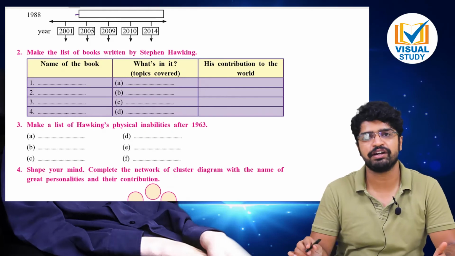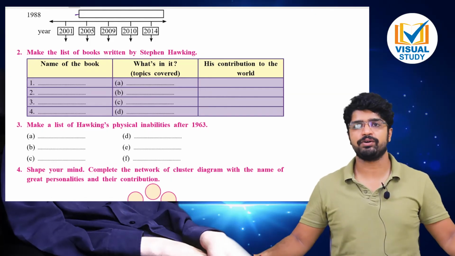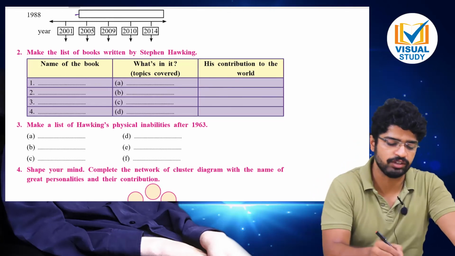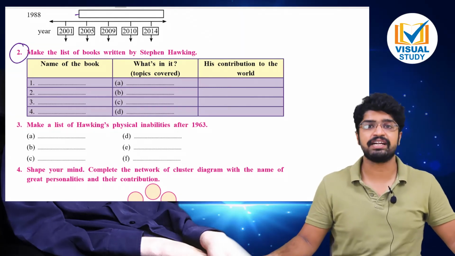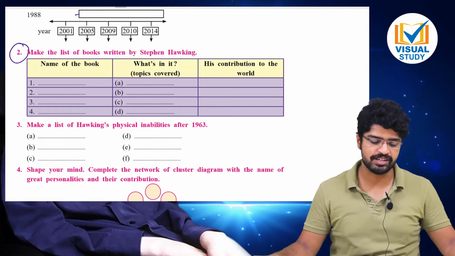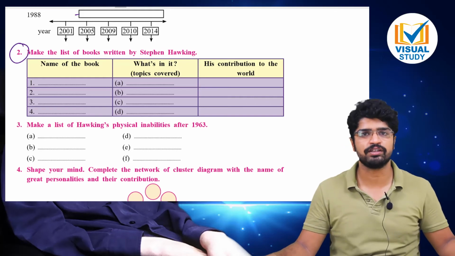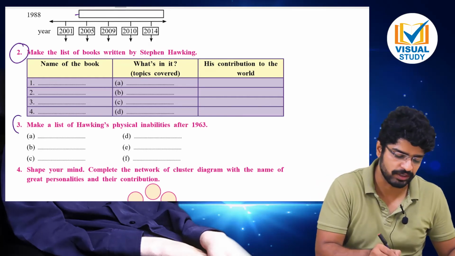First, the theory of time and space. Next one is the greater inceptions, so you can write down the names of the books as well which he has written. Make a list of Hawking's physical inabilities after 1963. What does physical inabilities mean? What happened to Hawking first? He lost his speech. He had slurring in speech, losing control over his body, and unfortunately tried to recover his coordination back. So that was one thing.